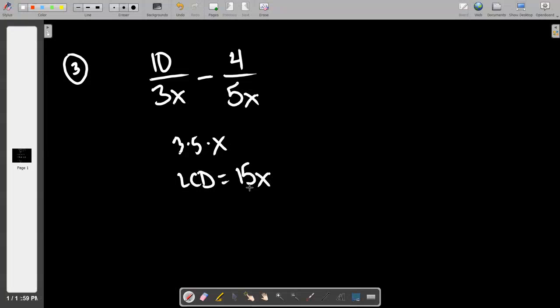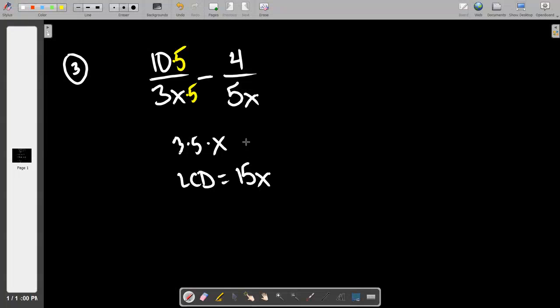15x covers both 3x and 5x. It contains them both, you could say. So having said that, what do I have to do to the first fraction to make the bottom what I want? To make the top the 3x. So what do I have to do to make it what I want? Multiply by 5. There you go. I'm going to multiply by 5 and multiply by 5.